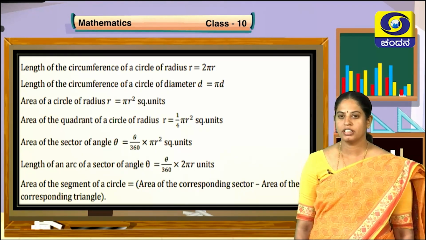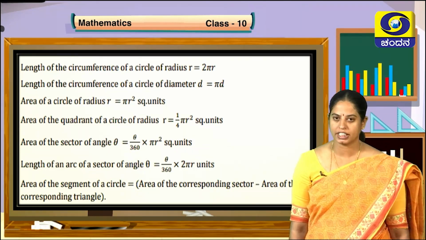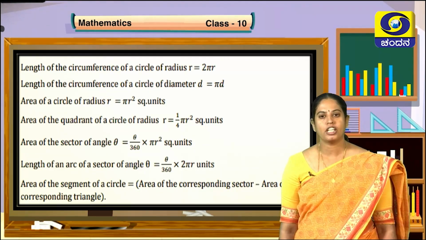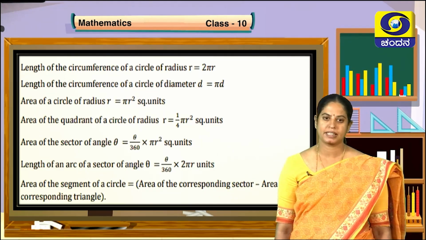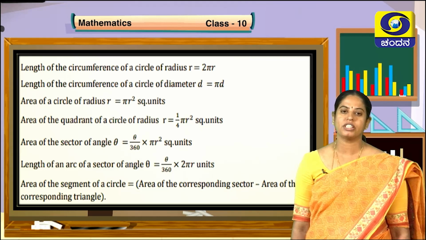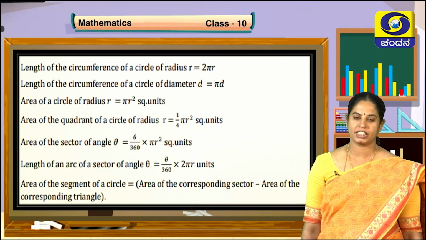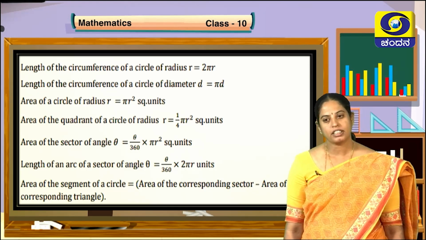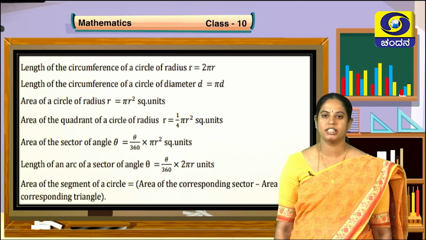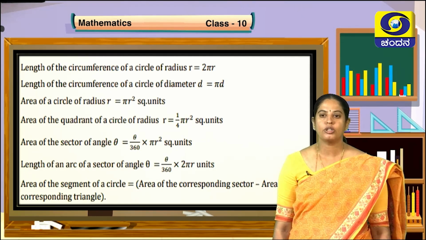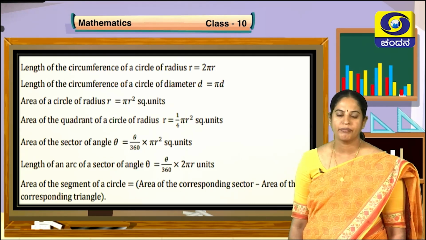In the first session, we discussed how to find the circumference of the circle or perimeter of the circle, and also we discussed how to find the area of the circle. In the second session, we discussed how to find the area of the quadrant as well as area of the sector and arc of the sector, length of the arc of the sector, and also area related to segment of the circle. Let me recall all those formulas.